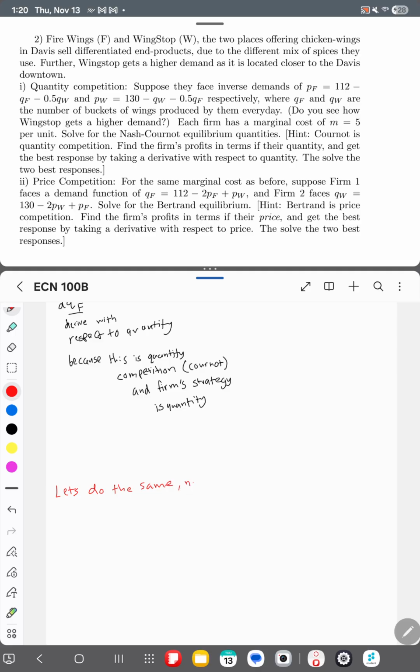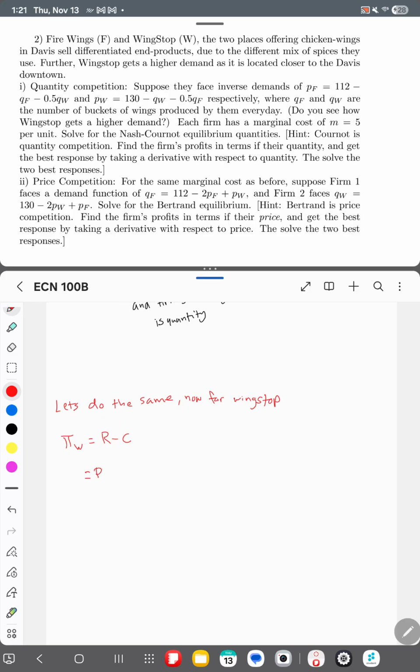We would first figure out Wingstop's profit. Profit is, as always, revenue minus cost. Revenue is Wingstop's price times Wingstop's quantity minus 5 times the quantity produced. The price is given. I'm just going to write it down from here. It's 130 minus QW minus 0.5 QF. So 130 minus QW minus 0.5 QF. There's QW here. There's the 5.